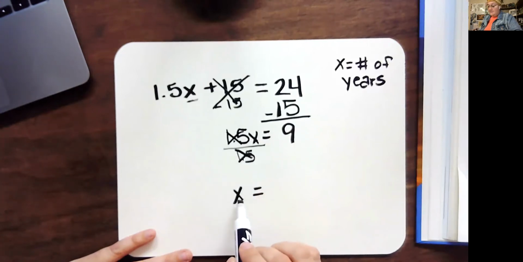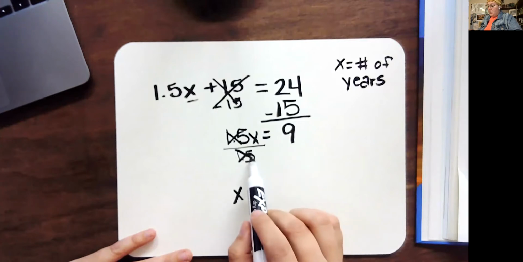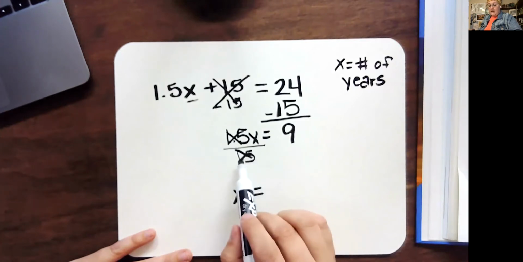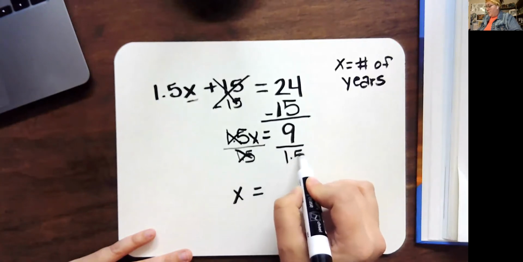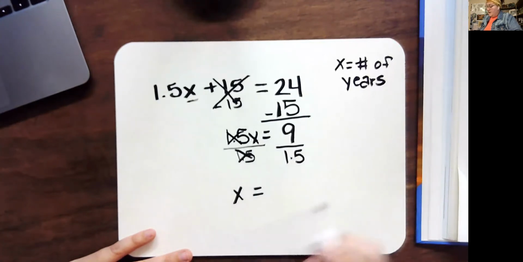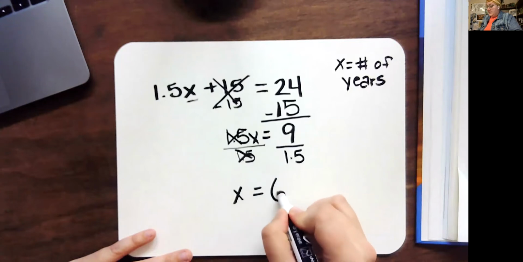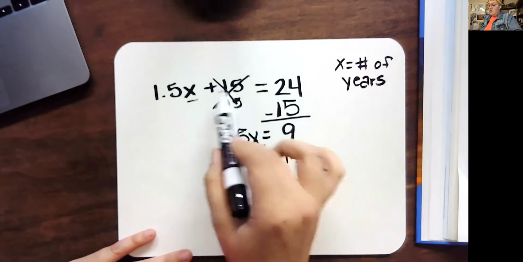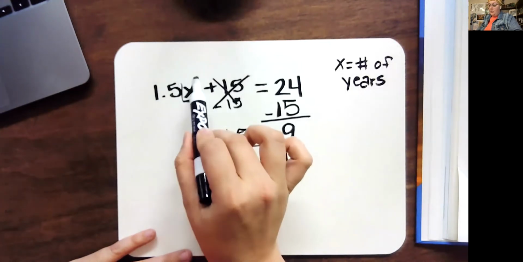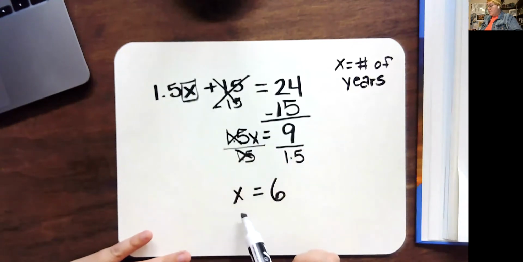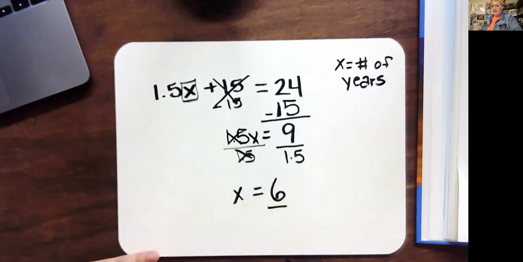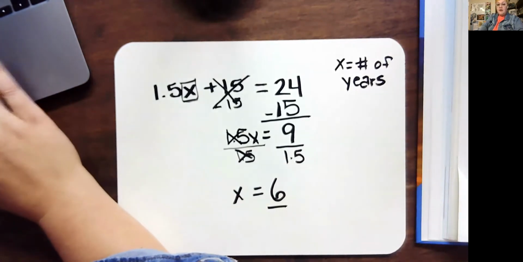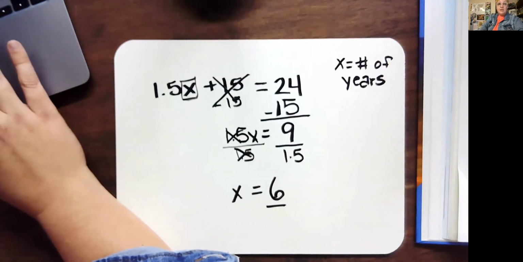We've isolated x. The last thing we have to do is make sure we do the same operation on this side of the equal sign that we did over here. So we're going to divide 9 by 1.5, and the answer that we will get is 6. So we've done all the inverse operations to isolate for our variable. Our variable is the number of years, and so the final answer is that it will be 24 feet tall after 6 years. I'm just going to get set up and do the next equation.